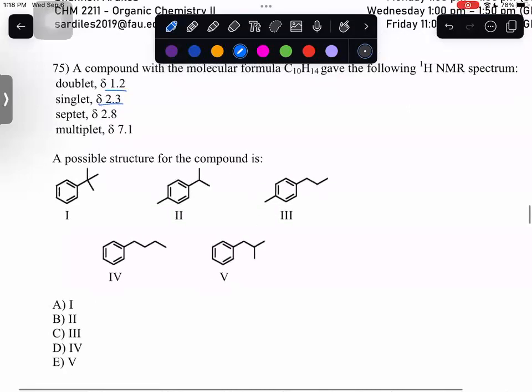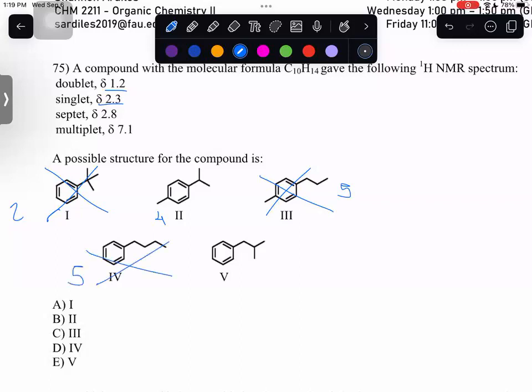So for example, number 1, how many signals do you see? 2. Only 2? It's just 2, so it doesn't match. What about molecule 2? How many signals? 4, of course. Molecule 3, how many signals? 5, it doesn't match. Okay, molecule 4, how many signals? 5 signals in total, so it doesn't match. Molecule 2 is 4. So we're just between those 2 molecules.